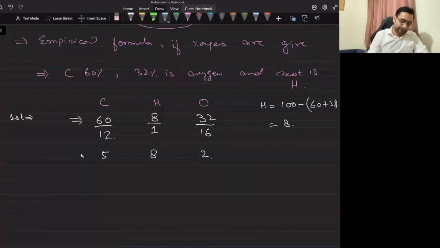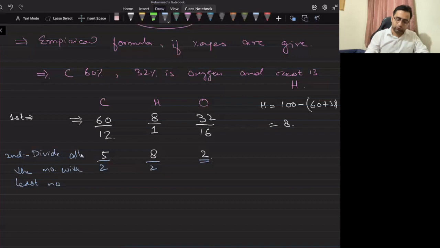At the second step, you will divide all the numbers with the smallest number. The least number in this compound is 2. So you will divide with 2, 2, and 2. So you are getting 2.5, 4, and 1. This is the simplest ratio you are getting to get the empirical formula.